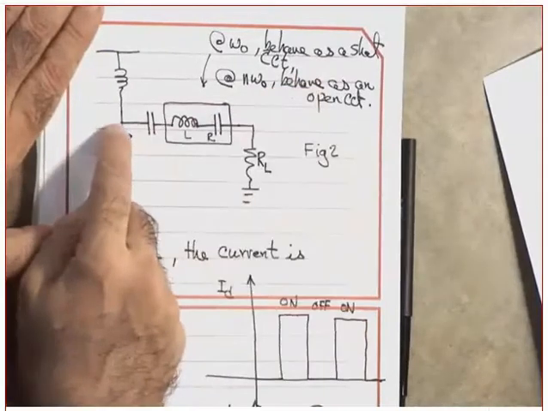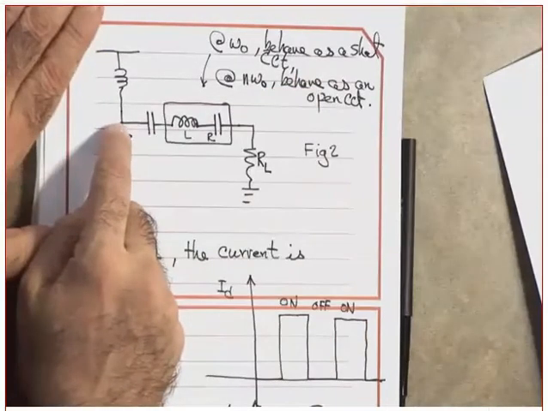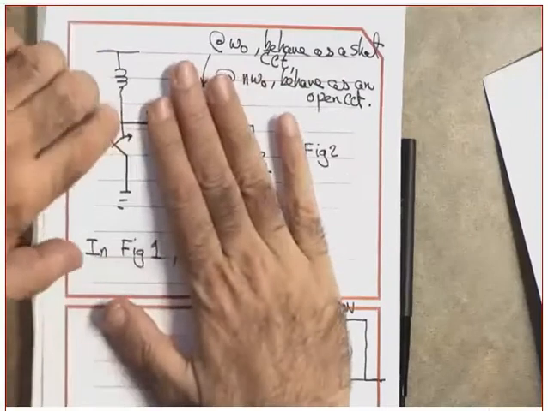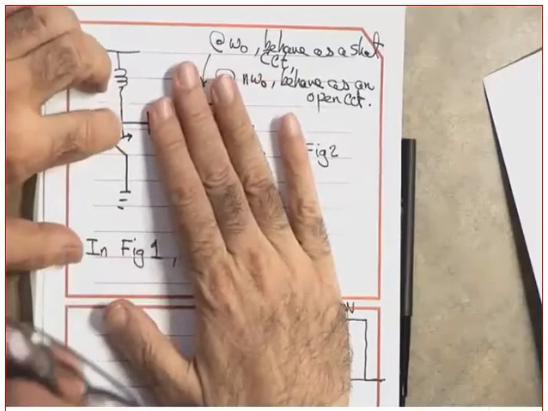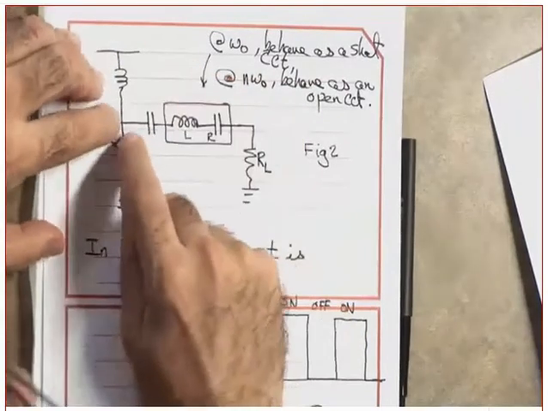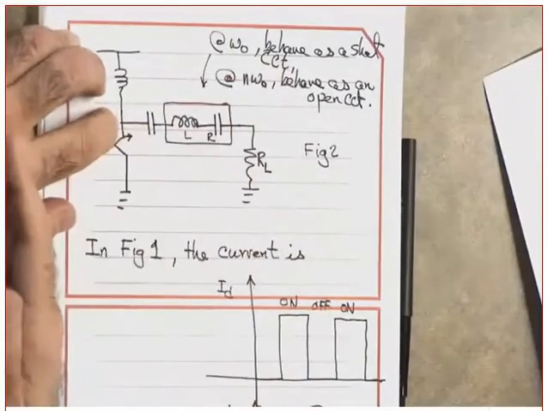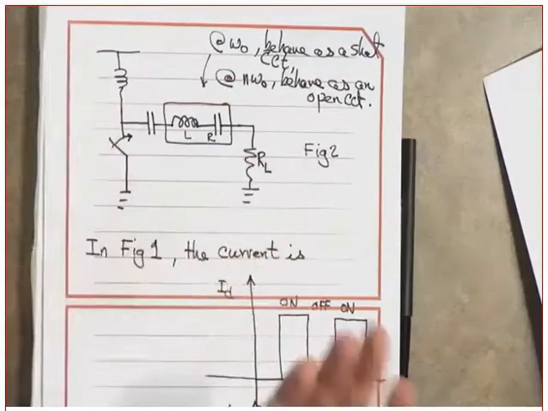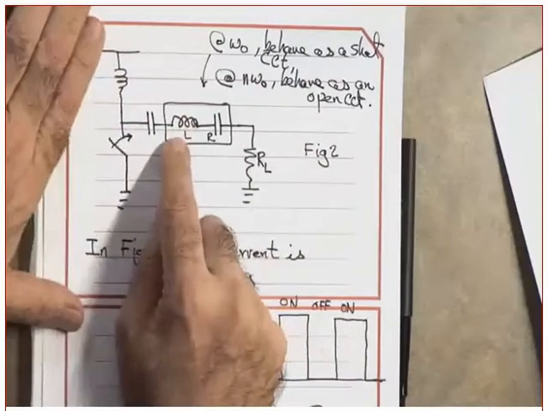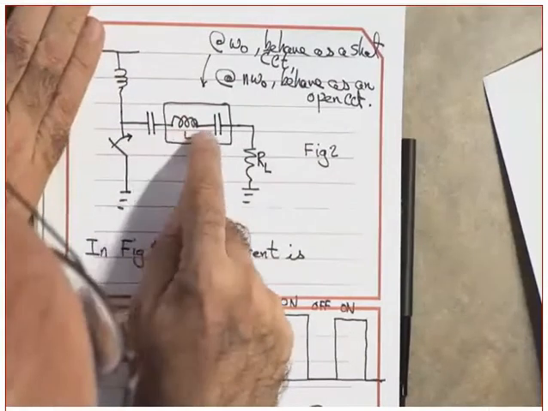Is the voltage sinusoid? Is the voltage here, this one here, square? Is the voltage square in here? Okay, but is the current square? Why? You are not getting this. Why is the current not square? I want you to see this.